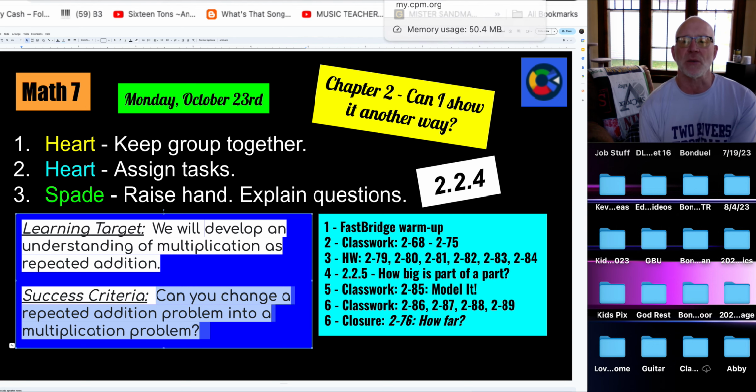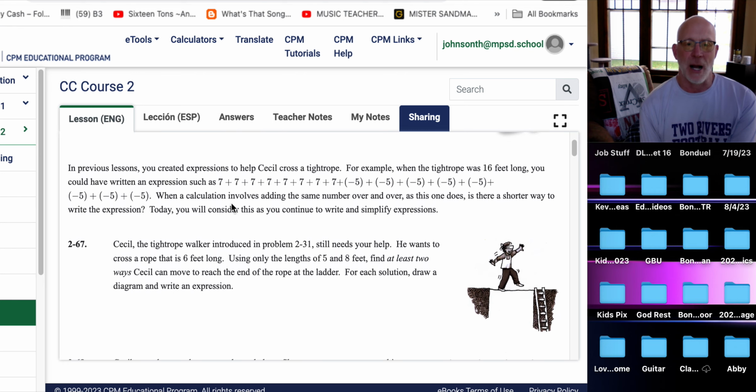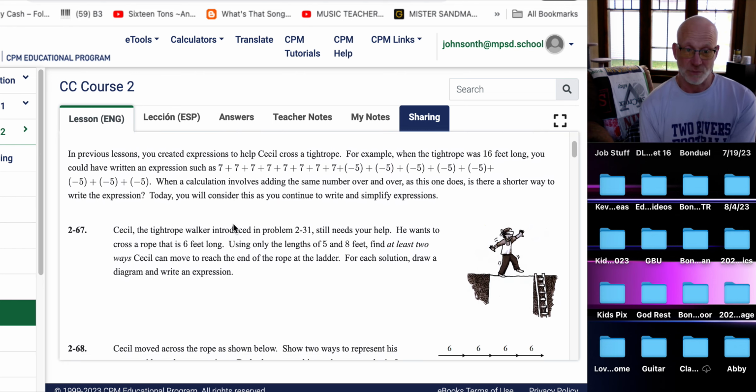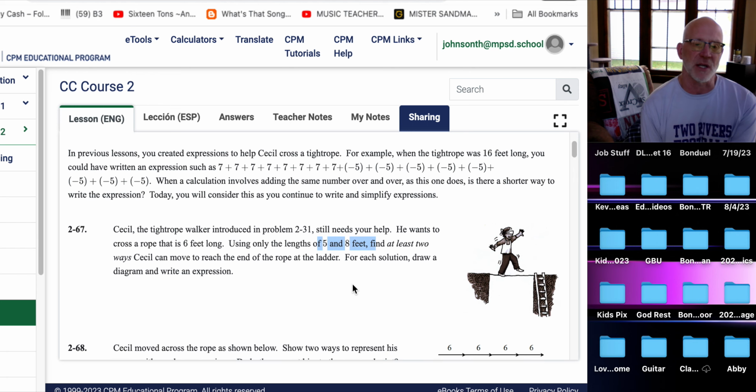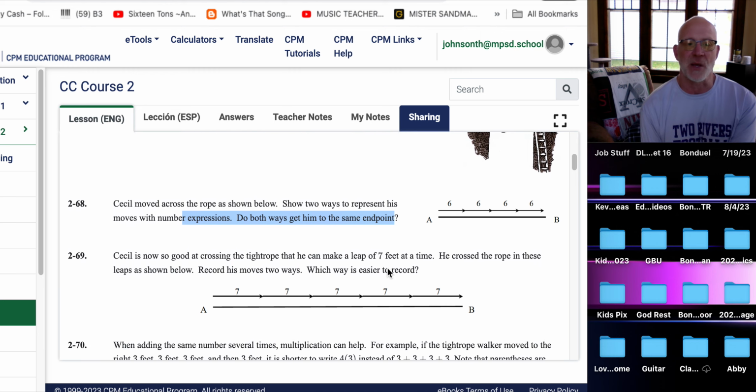Some of the questions that we're looking at in 68 and 75, we looked at before. Remember this one? Cecil needs to move 6 feet, but you only have lengths of 5 and 8. Find 2 solutions to move 6 feet with only 5s and 8s, and we did that. Cecil moved across the tightrope; show 2 ways to represent the move with number expressions. Did it get to the same endpoint?